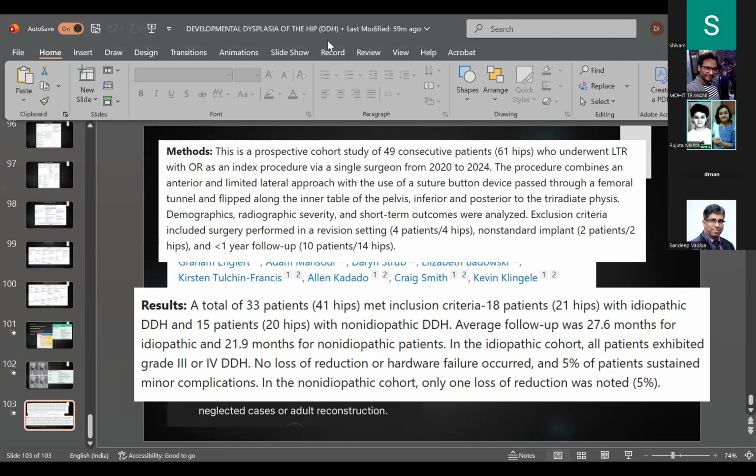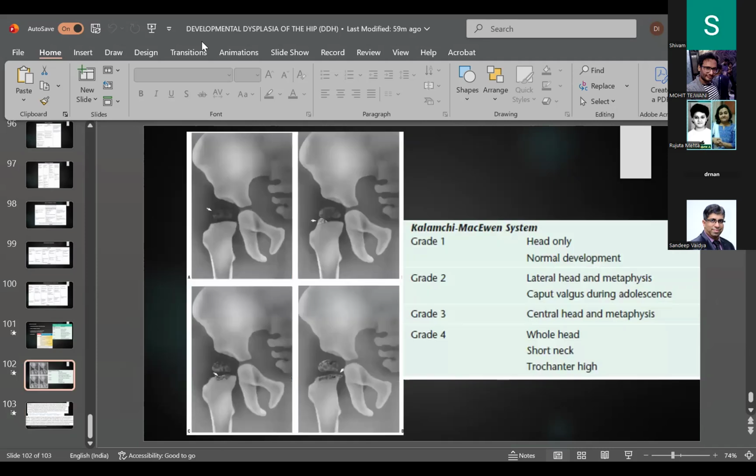You could have just started from Pavlik Harness management. What about Kalamchi and MacEwen? You've given the classification, but then how is it used? What is the treatment of that? You should have definitely covered it, but we stopped here. What are the treatment options? Because DDH is such a huge topic.